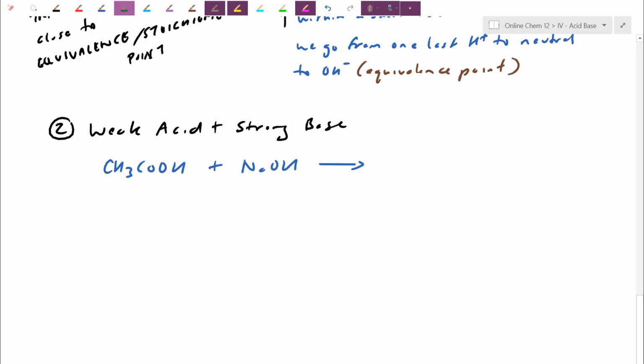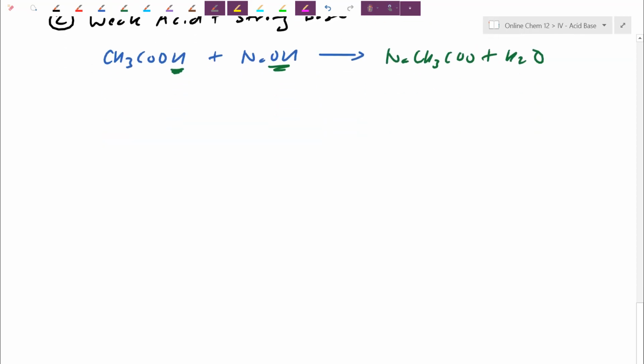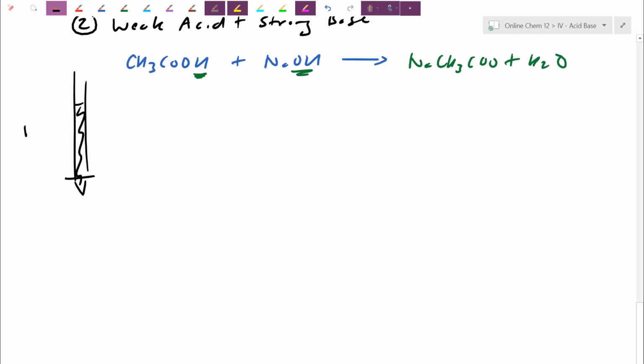The acetic acid is going to lose its H+. That's going to neutralize the OH-. We're going to get sodium acetate, NaCH3COO, and we're going to end up getting water. Experimentally again, we have the solution in the burette. Just for familiarity's sake here, I'm going to drop in base. You could very well drop in acetic acid. It's exactly the same. We have some unknown concentration, some question mark molarity of CH3COOH.